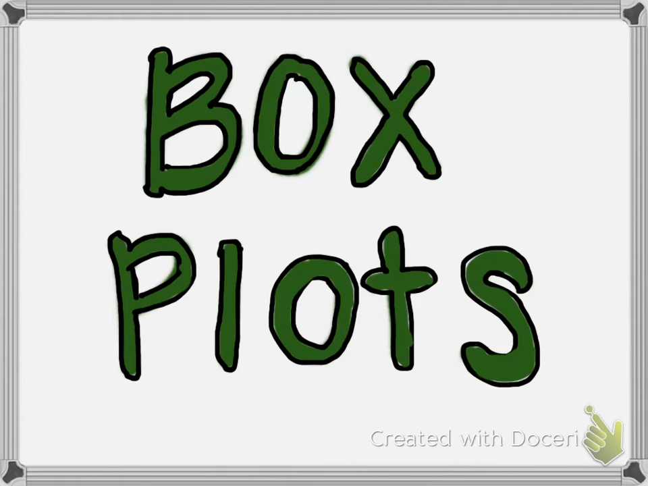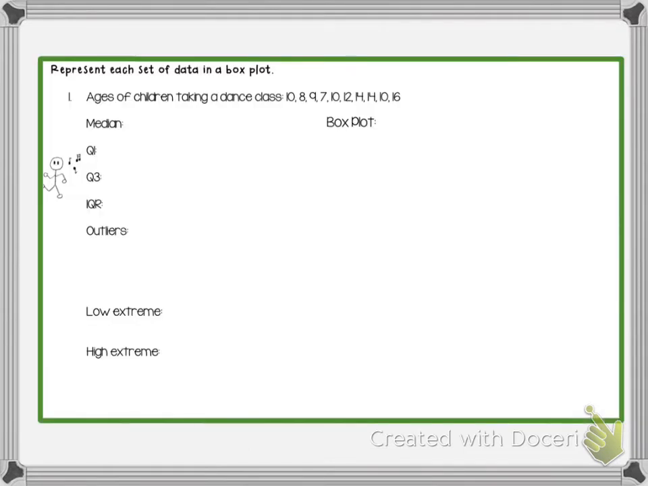Today we are going to practice your box plots. So let's go to number 1. Number 1 says to represent each set of data in a box plot. Number 1 is talking about ages of children taking a dance class.